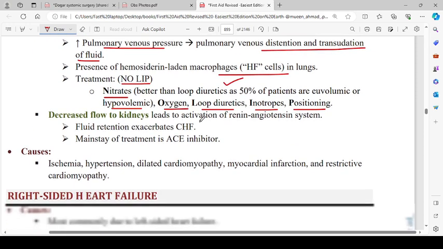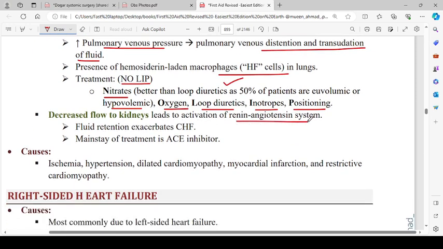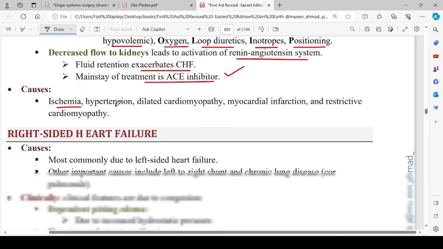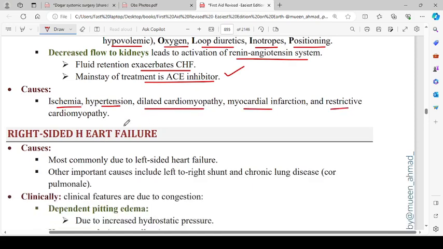Then decreased flow to the kidneys leads to activation of the renin-angiotensin system. Fluid retention exacerbates the congestive heart failure, and the mainstay of treatment is ACE inhibitors. Causes are ischemia, hypertension, dilated cardiomyopathy, myocardial infarction, and restrictive cardiomyopathy. These things can lead to left-sided heart failure.